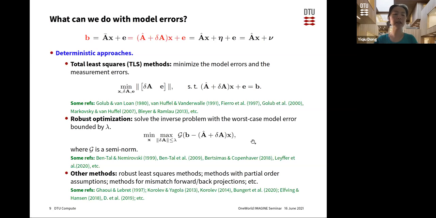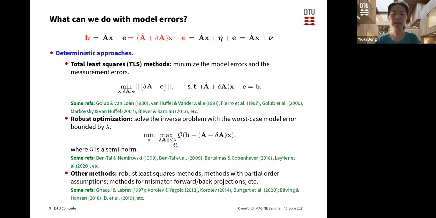Another type is robust optimization. For robust optimization, the idea is to solve this min-max optimization problem, and here G is a semi-norm. From the maximum operator on this constraint, we can see the idea of robust optimization is to solve the inverse problem with the worst case of model error, bounded by lambda.